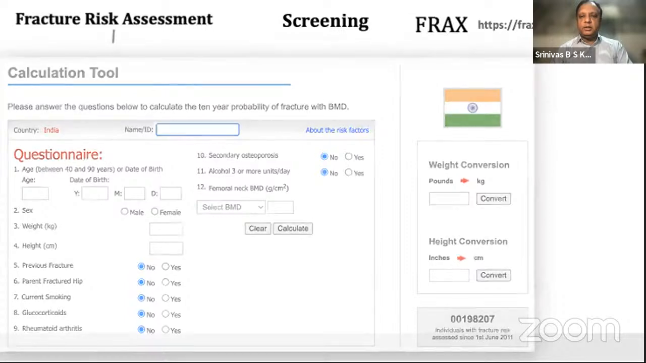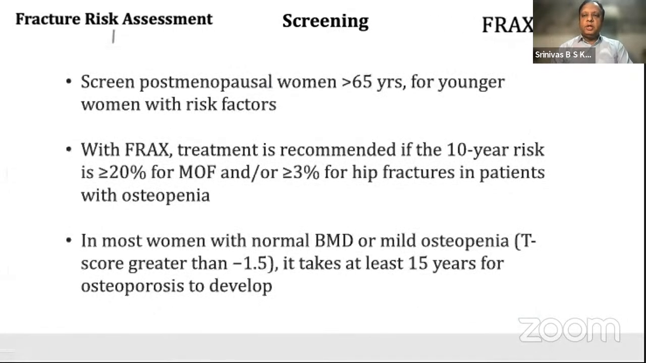bone mineral density. Current guidelines recommend screening of postmenopausal women over the age of 65 years and younger postmenopausal women with risk factors for osteoporosis with a DEXA. With FRAX, treatment is recommended if the 10-year risk is more than 20% for major osteoporotic fracture or more than 3% for hip fractures in patients with osteopenia. In most women with normal bone mineral density or mild osteopenia, it takes at least 15 years for osteoporosis to develop.